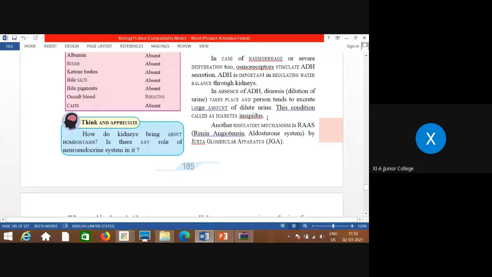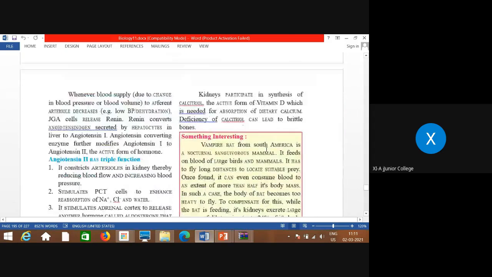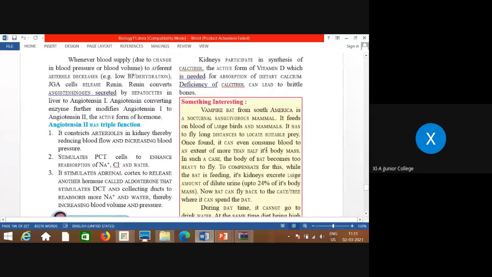Another regulatory mechanism is RAAS. One way of maintaining the ionic concentration or the water balance of the urine is by ADH secretion. The other way is what? RAAS regulation or mechanism, the renin angiotensin aldosterone system, by the juxtaglomerular apparatus. Now, I know this is a little difficult to understand, but I will try with this same textbook, and again I will explain the same part with the help of my slides. But try to understand what that is.